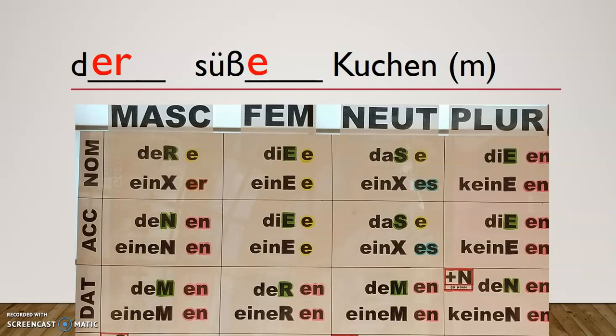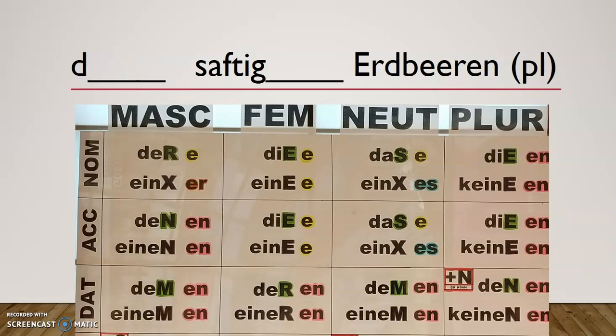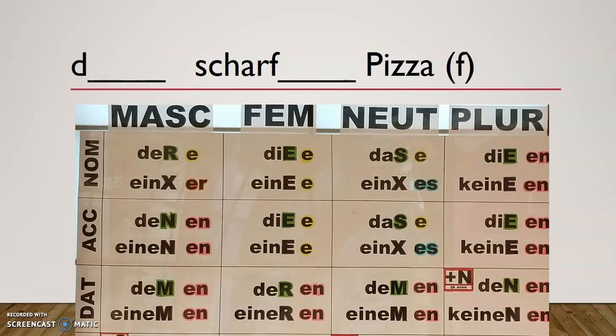Let's try the next one. We have Erdbeeren, which are plural, strawberries. We have juicy strawberries here, the juicy strawberries. So we look over here at the plural, nominative, and we get die saftigen Erdbeeren. How about this one? It's also nominative here. We have Pizza, which is feminine. So we look right here on the chart, and we get die scharfe Pizza.